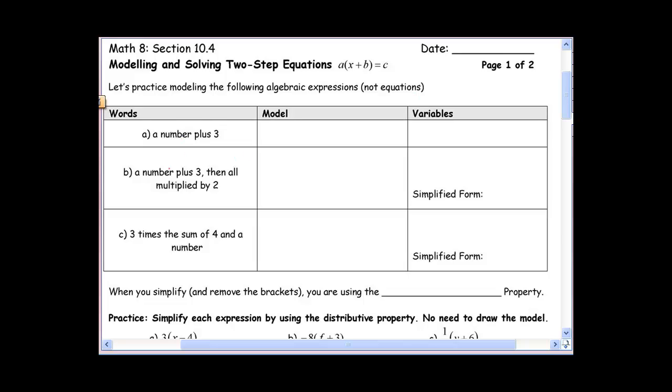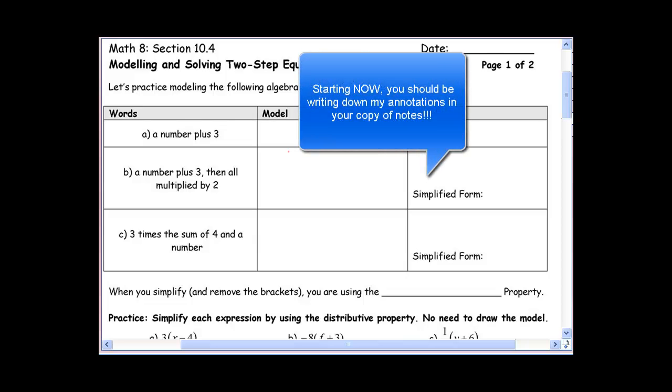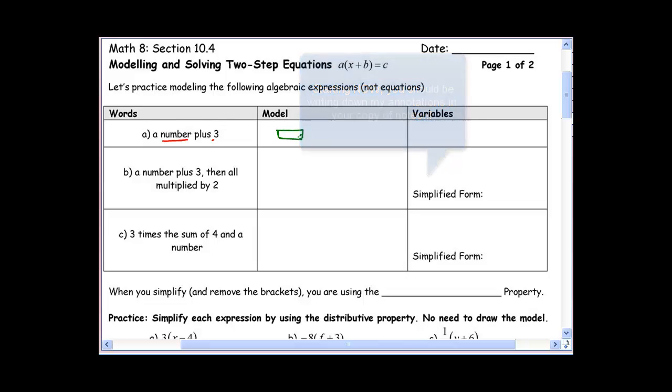So I've given you 3 expressions here. I want you to model them with those algebra tiles, and then we're going to translate that into algebra using variables. How would you show a number plus 3? A number is like your variable, so we're just going to use a solid rod to represent a number. It's positive. And then plus 3 would be 3 small squares. Remember this stuff? I hope you do.